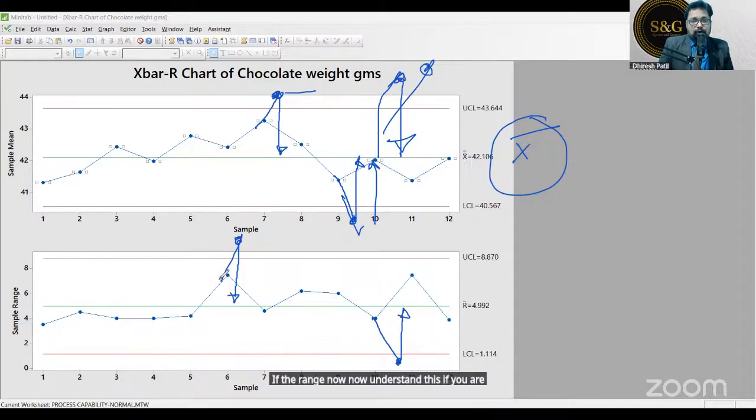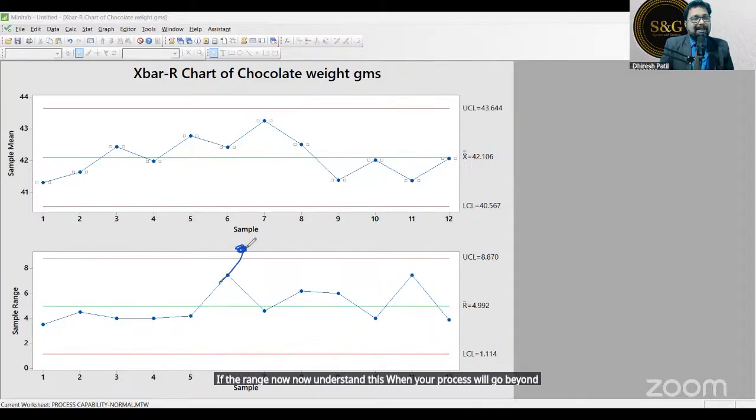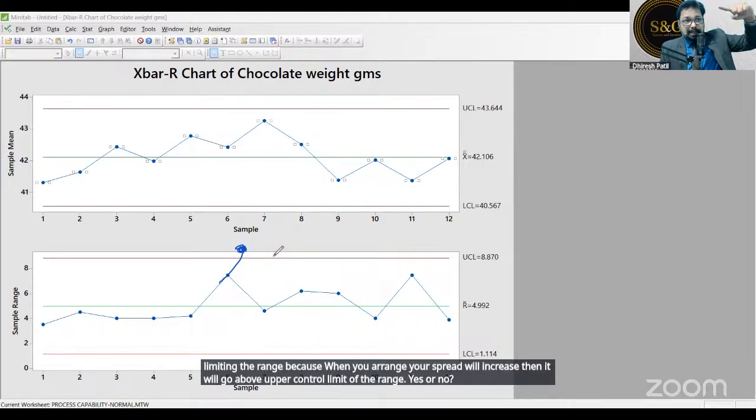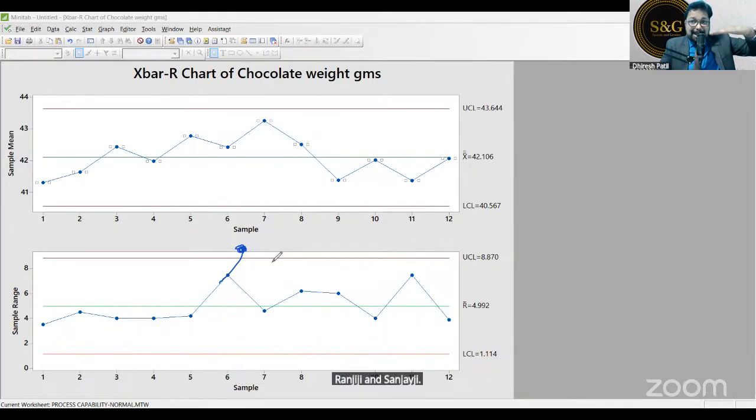Now understand this. When your process goes beyond the control limit in the range, because your range, your spread, will increase, then it will go above the upper control limit of the range. Yes or no? If the range is increasing, my spread is increasing, it will go above the upper control limit. Yes or no? Everybody? Just give me yes or no in the chat box. When my range is increasing, my range will go above the upper control limit.